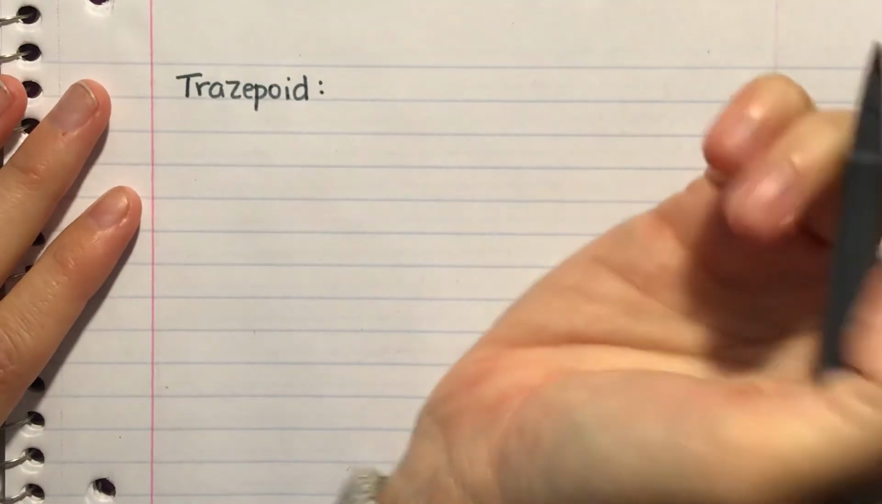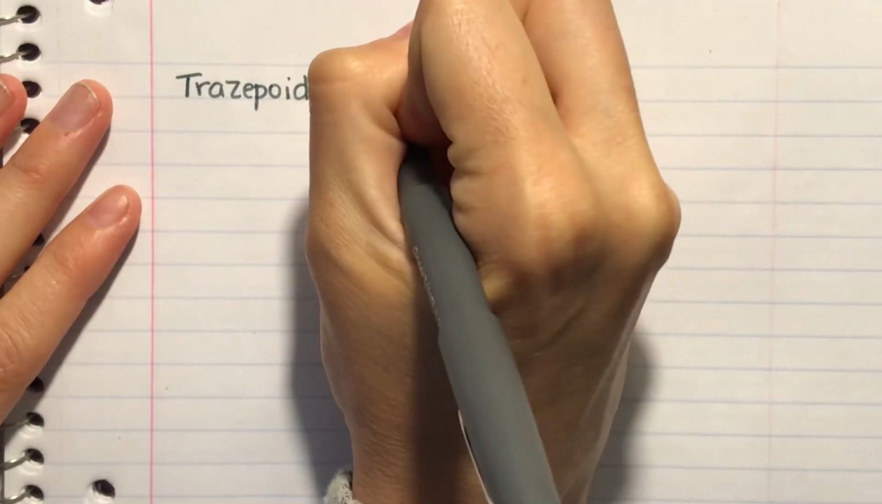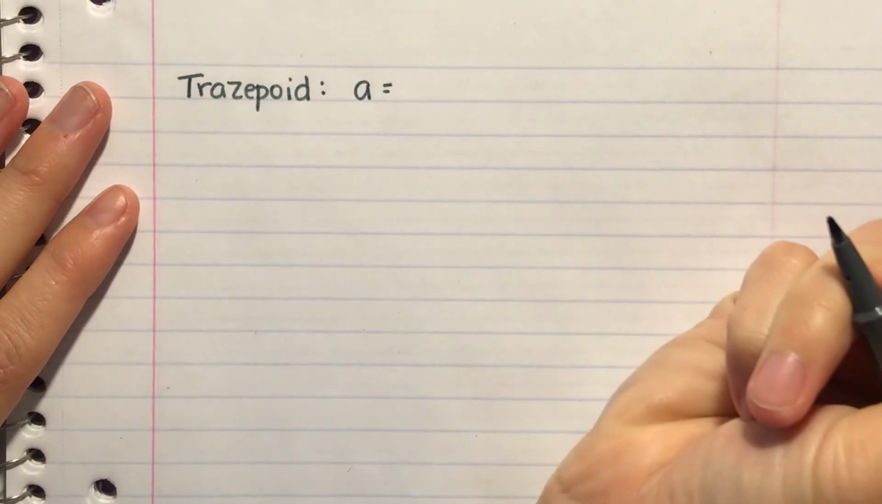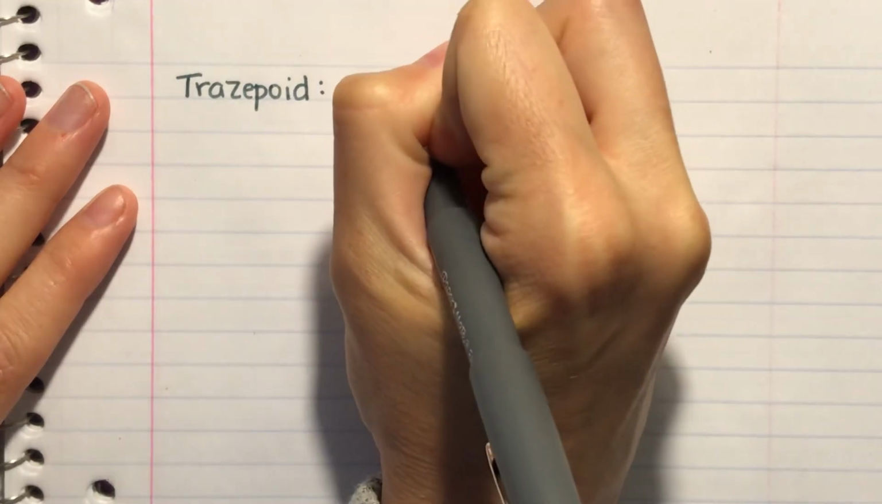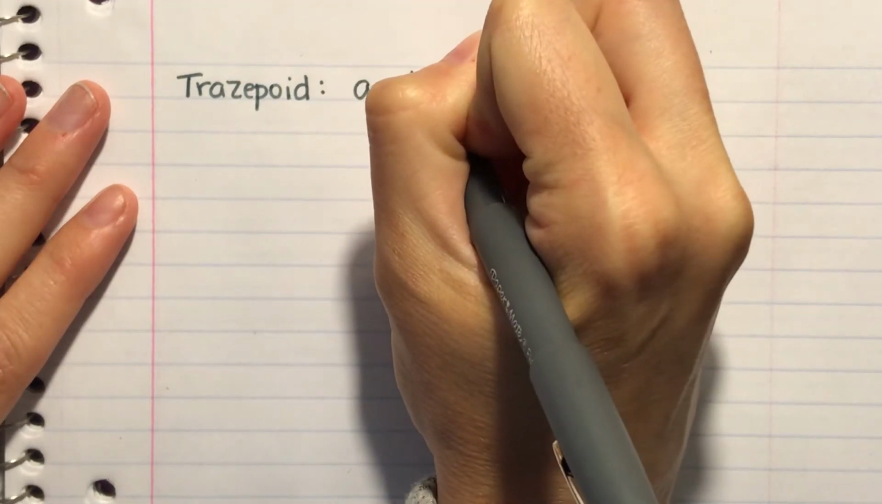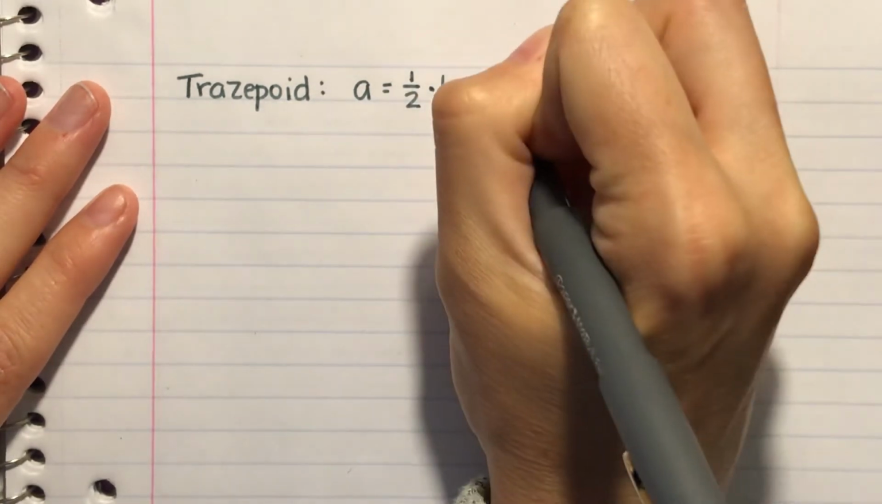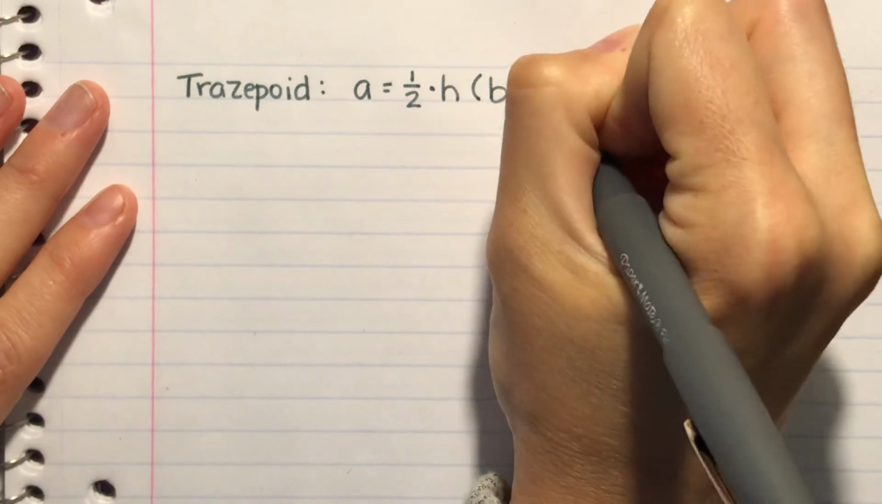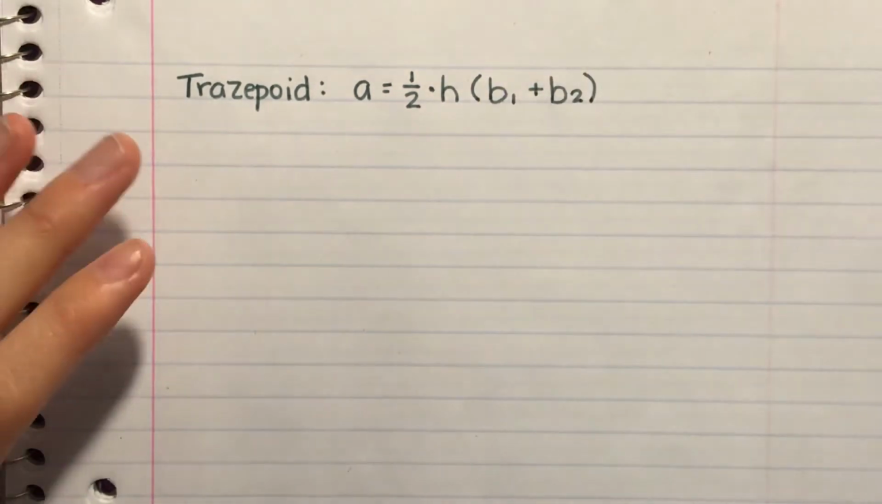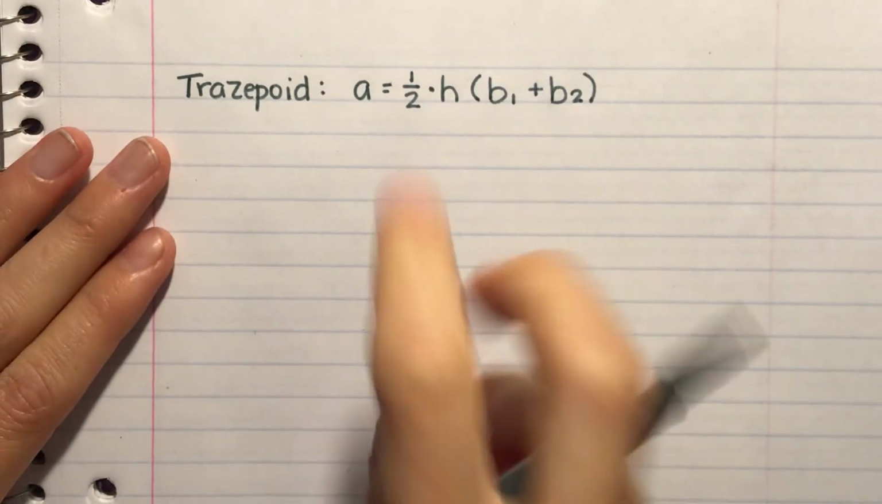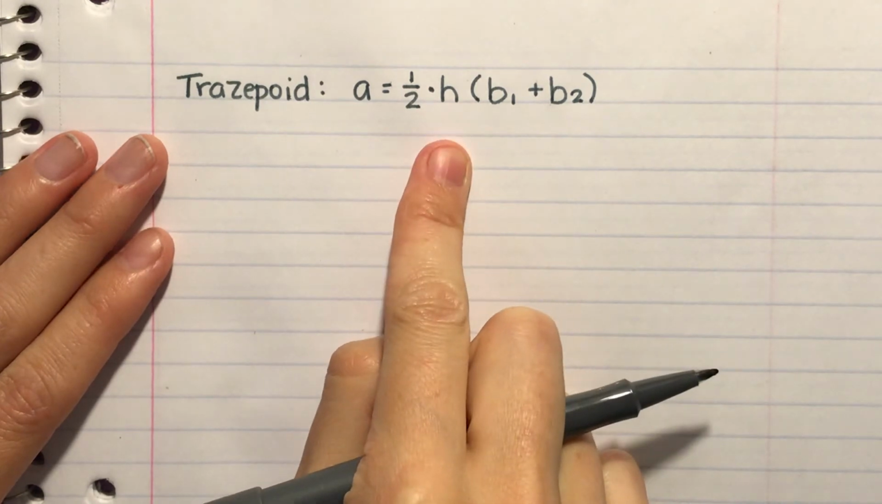All right, my area formula for the trapezoid. The formula gets longer if you saw from yesterday. All right, so 1/2, and then I've got times the height. And then in parentheses, it says B1 plus B2. All right, so again, H stands for height.